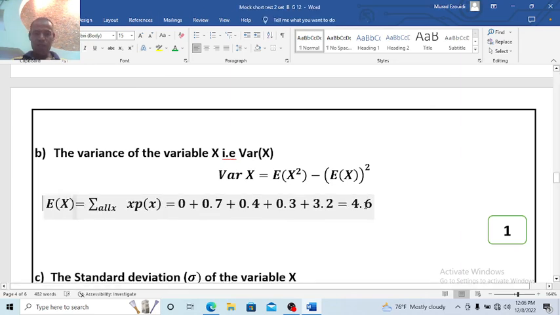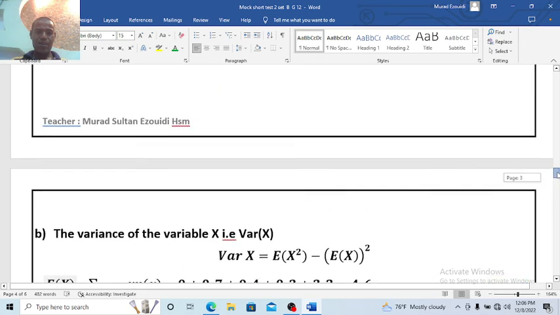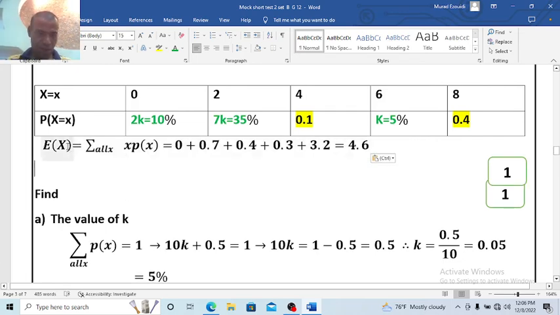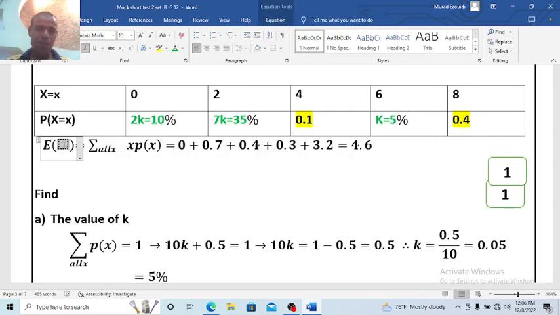Okay, so which is 4.6. This is E of x. Now I need to find E of x squared. Okay, I will go to my probability distribution. I will write this. I should find E of x squared. I will erase this one. I will make x squared.